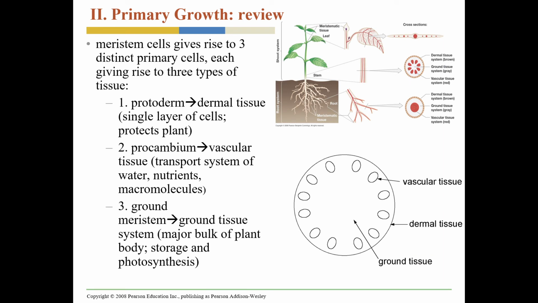So again, in review, you have meristem. It gives rise to three distinct primary cells, each giving rise to a type of tissue. So you have protoderm, which gives rise to dermal tissue, procambium, which gives rise to vascular tissue, and ground meristem, which gives rise to the ground tissue system.